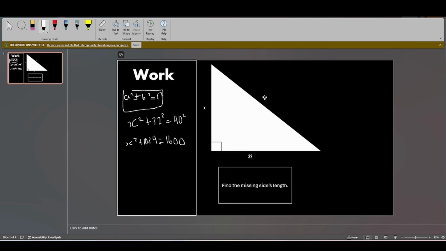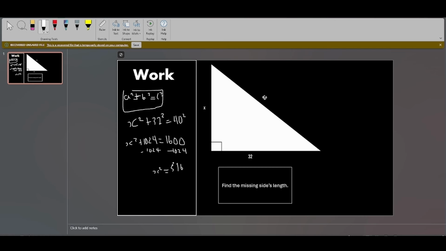Now, to isolate x squared, we need to subtract 1024 from both sides of the equation. This gives us x squared equals 1600 minus 1024, which equals 576. Are you following along? Yeah.